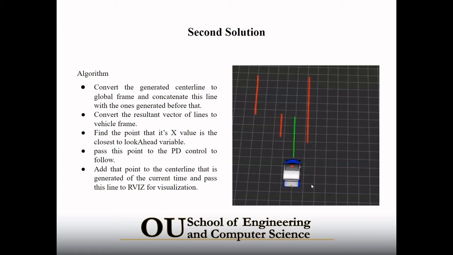So we find the point whose x value is closest to the look ahead distance, which is a variable we can change depending on what we want. Here we have the points starting from 5, here 4, here 3. At 3, the look ahead is 3 meters from the footprint, so that's why I start from here. Then we pass this point to the PD controller, and to visualize it, we pass it to Arvis.